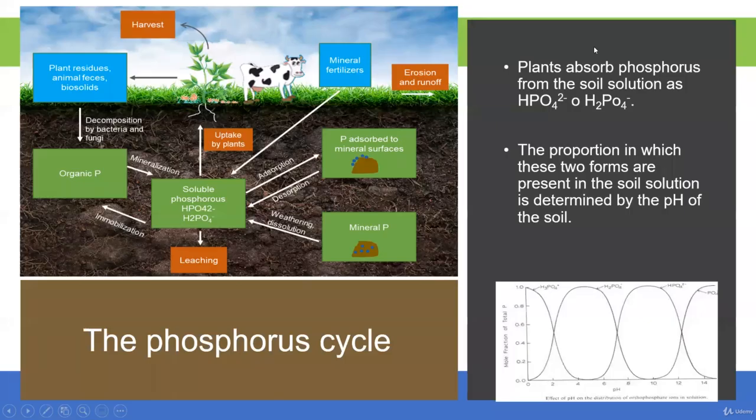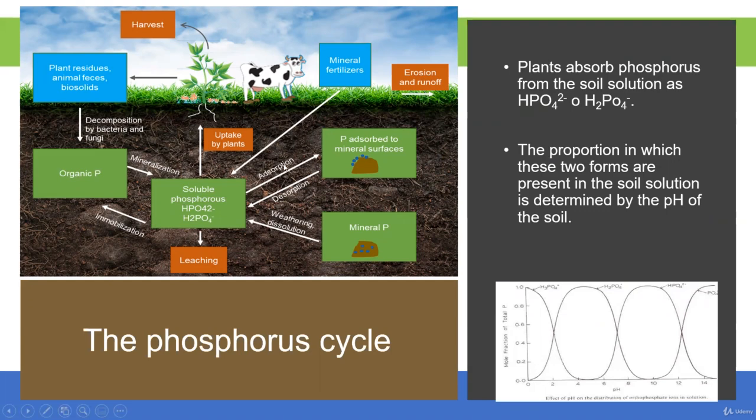We can see here the phosphorus cycle. Here we have plant residues, animal feces, and biosolids that go through decomposition by bacteria and fungi to organic phosphorus. The organic phosphorus goes through the mineralization process by bacteria to the soluble forms that the plants can absorb. Fertilizers are also a source of mineral phosphorus, mineral fertilizers.